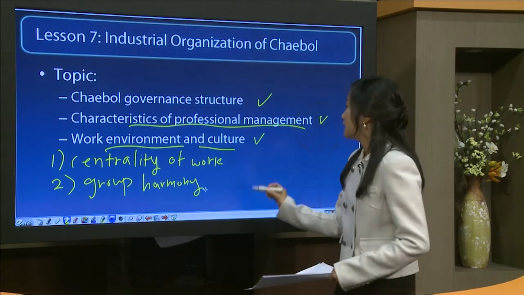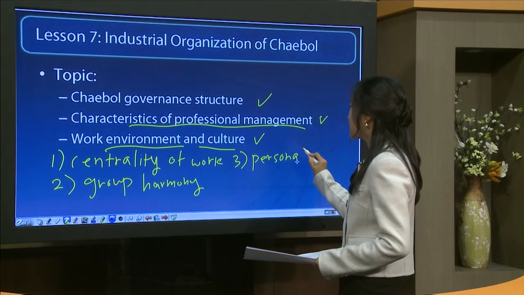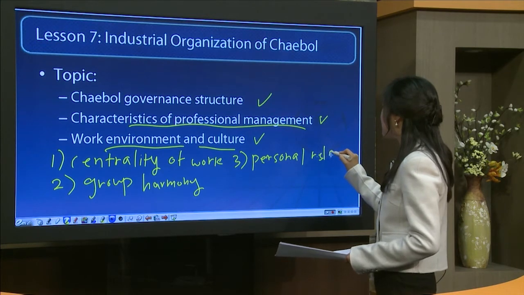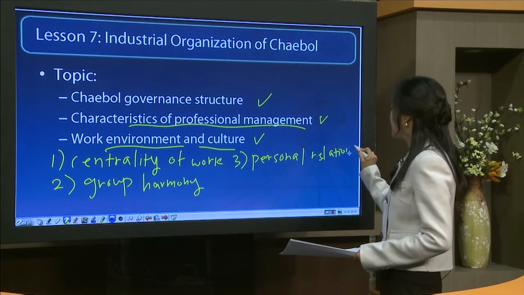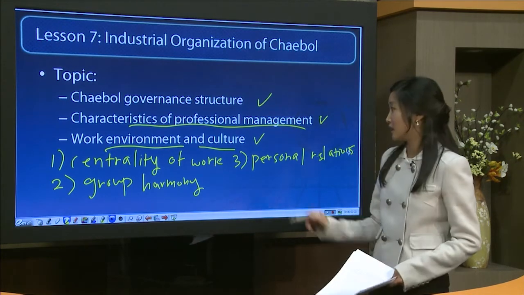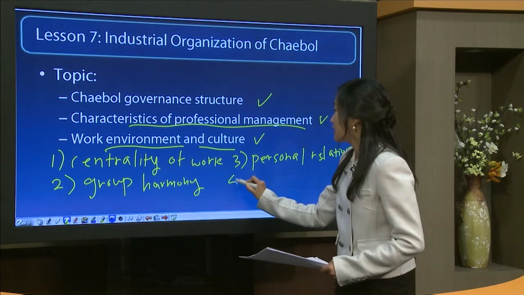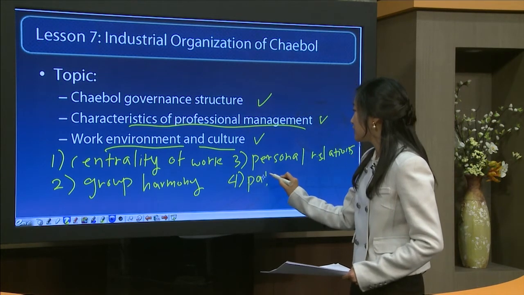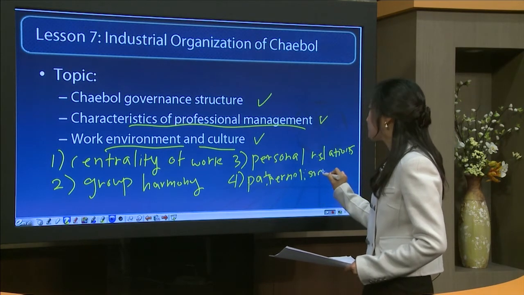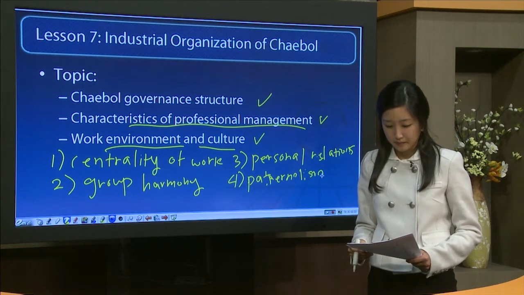The third characteristic is the importance of personal relationships. Not only do they stress harmony among workers, but personal relationships dominate business. For example, major deals are often conducted informally through personal relationships or connections. Fourth is paternalism. Paternalism explains and describes the relationship between subordinates and superiors. You can sense there is more of a hierarchical relationship going on.